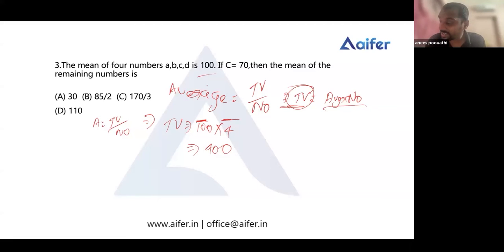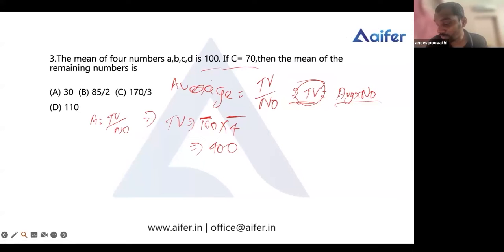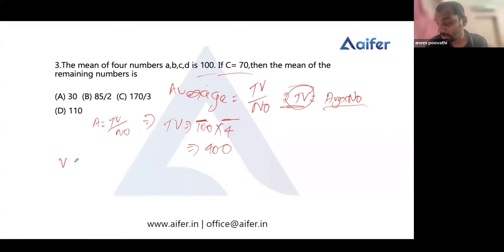Then it's given that if C is 70, then find the mean of the remaining numbers. The question is simple: you have four numbers with an average, one number is being removed from that set, and you want to find the new average. Here we have the total value 400, and the value of C is given as 70.